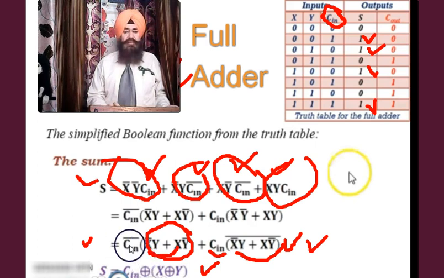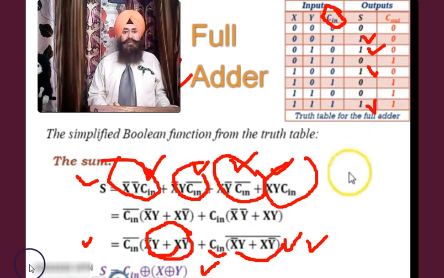Are you understanding? Because this is C in complement with a function, then C in without complement with the function complement. This function is what? Exclusive OR between X and Y. Now the whole becomes exclusive OR between C in, X, and Y. So this is the sum.